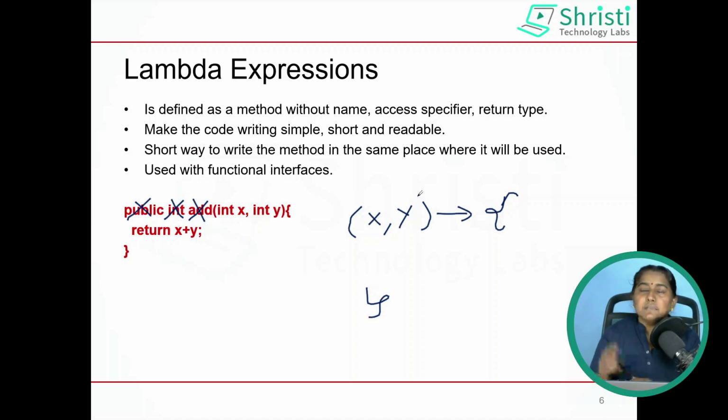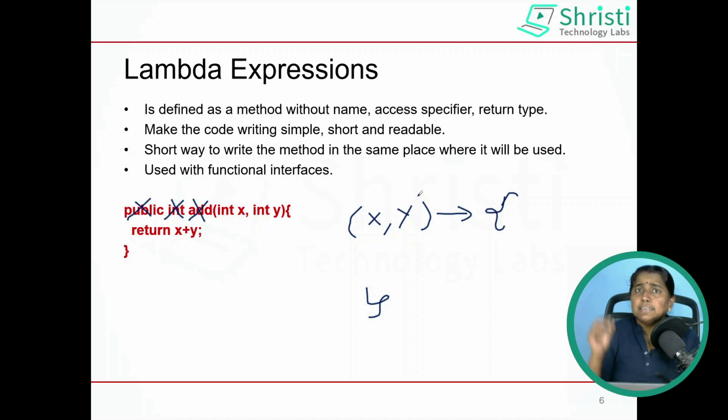Okay, what is the purpose of lambda expressions? Lambda expressions support functional way of programming. That is, you can write the method implementation in the same place where exactly you are calling it. Lambda expression makes your code short, simple and concise. One thing that is very important for lambda expression is it can be used only together with functional interfaces.